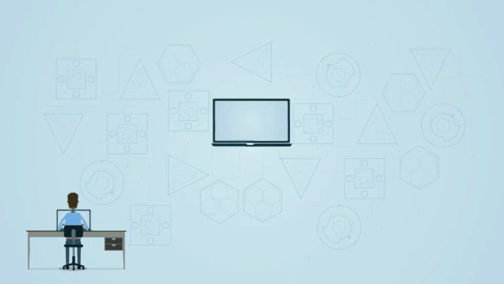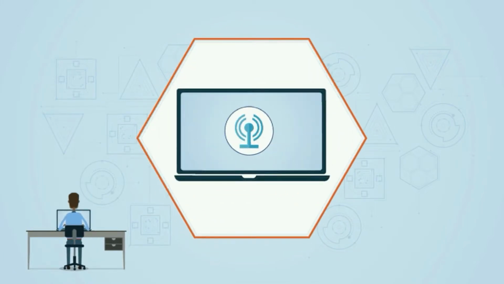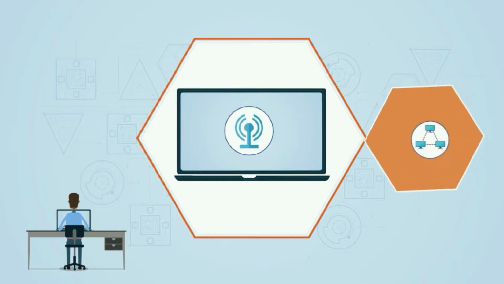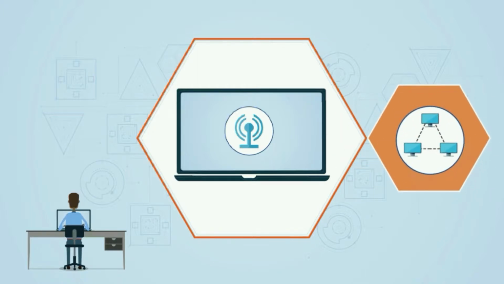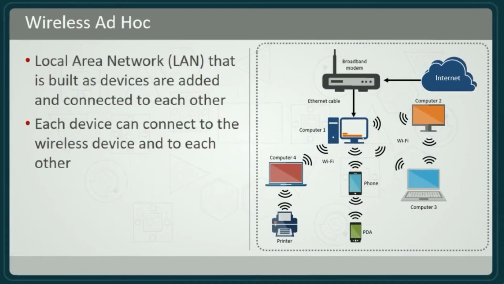In this presentation, we'll take a look at the two basic types of wireless networks, beginning with what's known as the ad hoc. Now, this is still a local area network that is built as devices are added and connected to each other. Each device can connect to the wireless device itself and to each other. But it's referred to as ad hoc because there really isn't any defined infrastructure in place.